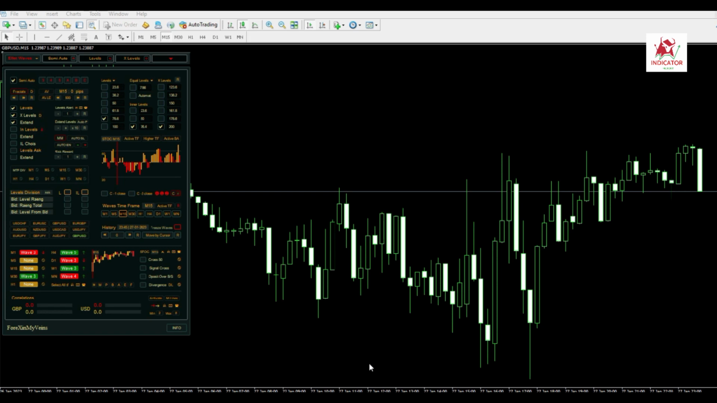With just one look at the panel, you'll instantly know which pattern has just formed on every pair and every time frame. Auto scan up to 28 currency pairs and up to 9 time frames for each currency pair. Scan method: scan with fractals or with zigzag, your choice. Bars filter, from signal or from point 1 to point 3.